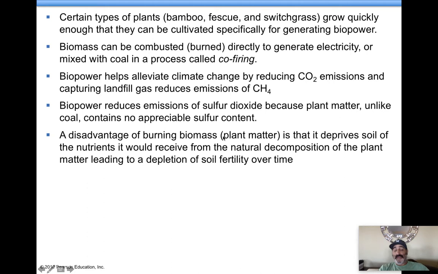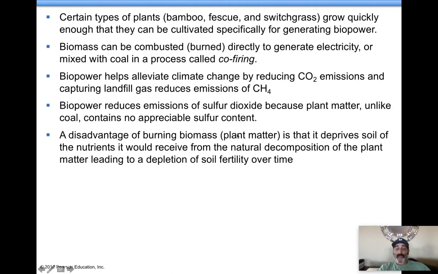Biopower is a good thing. Why? When you let things grow back, they can remove CO2 from the air, reducing CO2 emissions. Also, that landfill gas, methane, getting released is a greenhouse gas along with carbon dioxide, and it's a worse greenhouse gas than carbon dioxide.